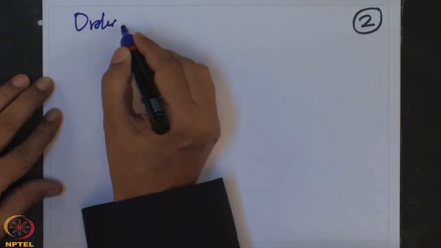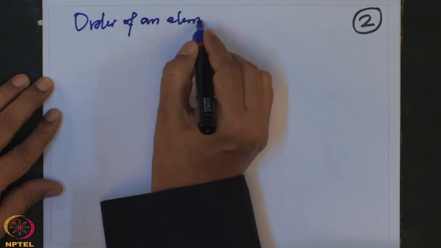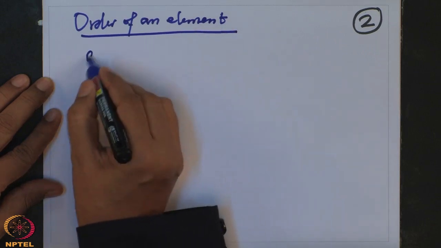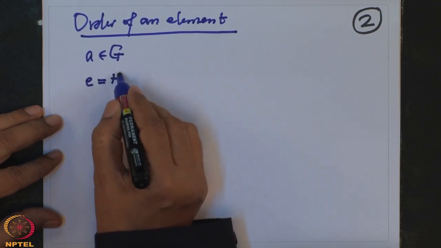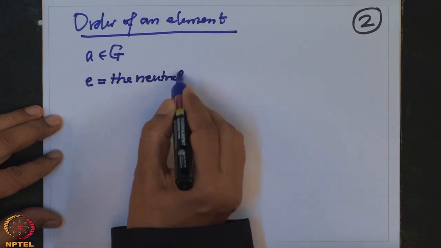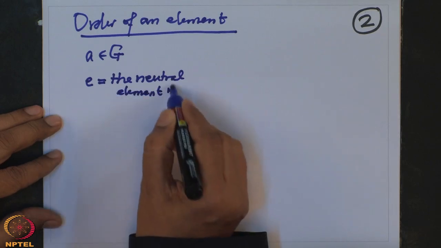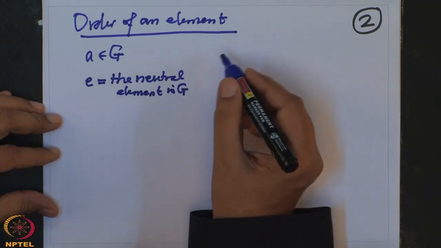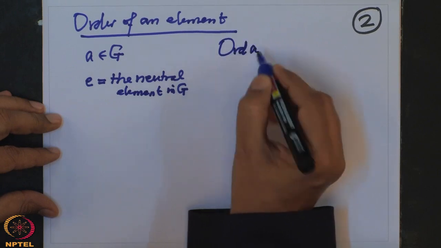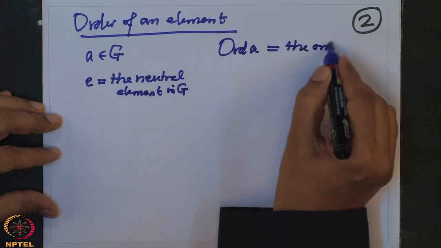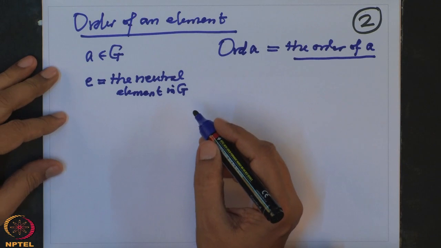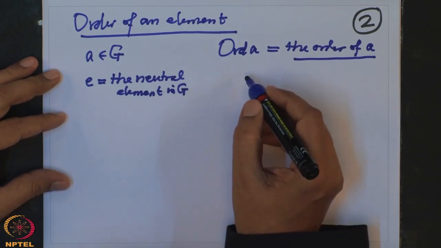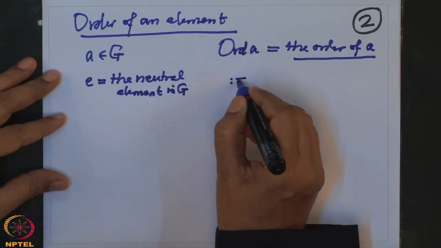Now we define the order of an element. So A is in G, and let us denote E to be the identity in G. This is the neutral element in G, also called the identity element in G. So this is the order of A. This definition is slightly different from the standard textbooks, but it is more useful than the standard one, and also it clarifies some ambiguity.